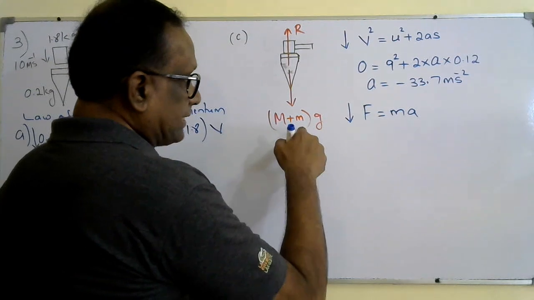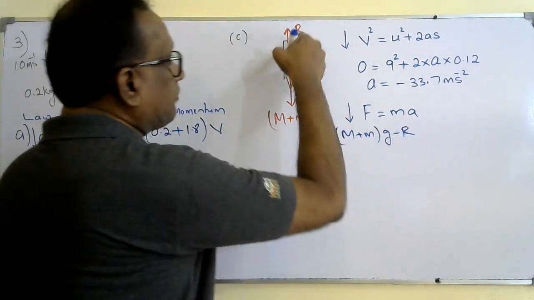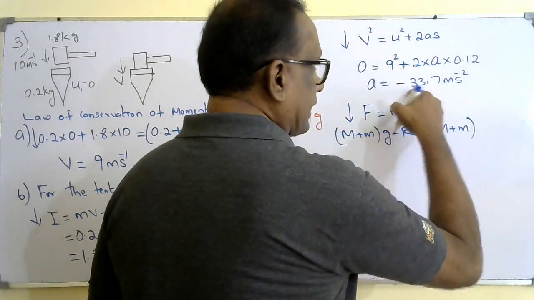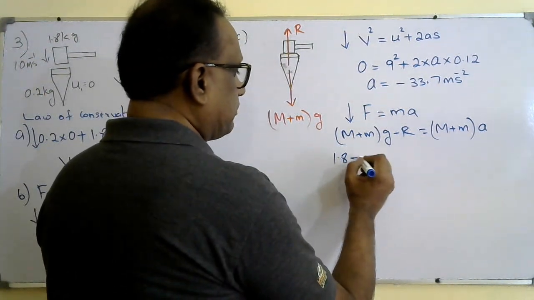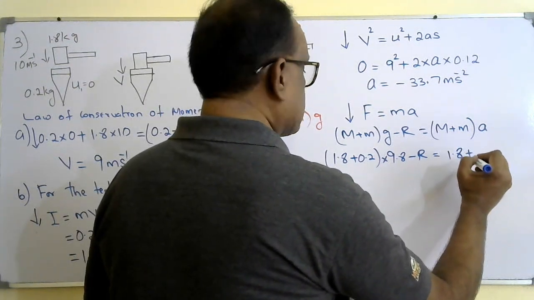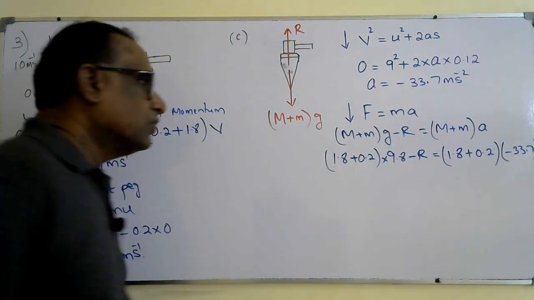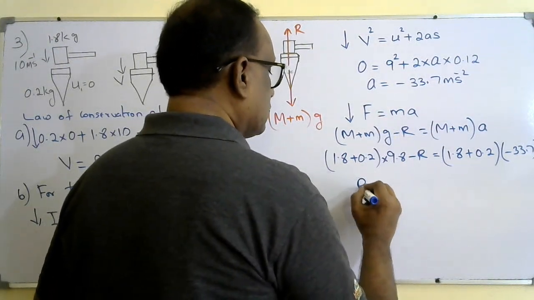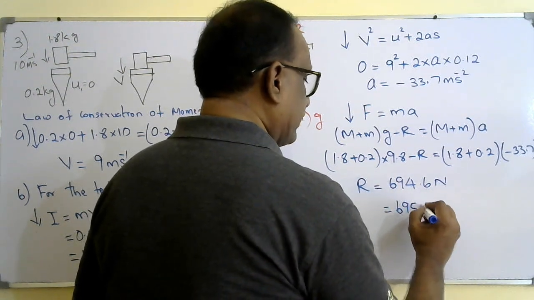So if I take the downward direction, this weight is downward, is it? M plus mg, we'll substitute the values, minus r, because r is in the upward direction, equal to the total mass, M plus m, into a, where I need to substitute minus 33.8. Okay, we'll substitute the values. Capital M is 1.8, plus 0.2 into 9.8 minus r equals, same thing, 1.8 plus 0.2 into minus 33.7. Solve it, you will get r. So you will get r equal to 694.6 Newton, so that is 695 Newton, I can say.